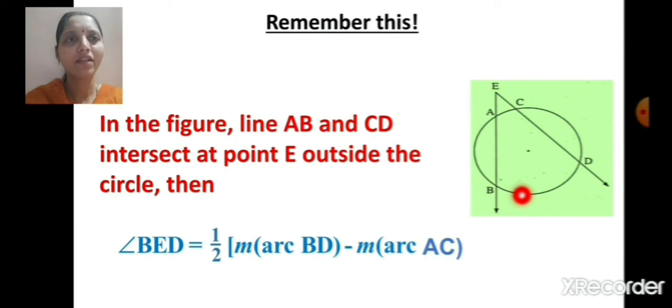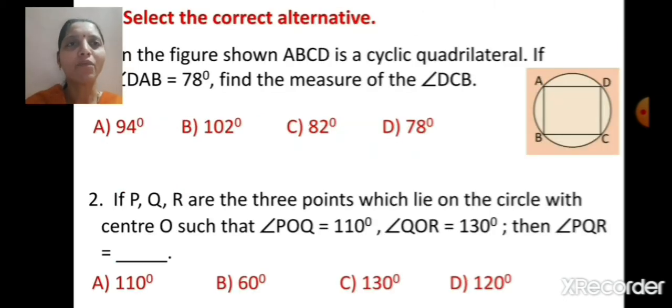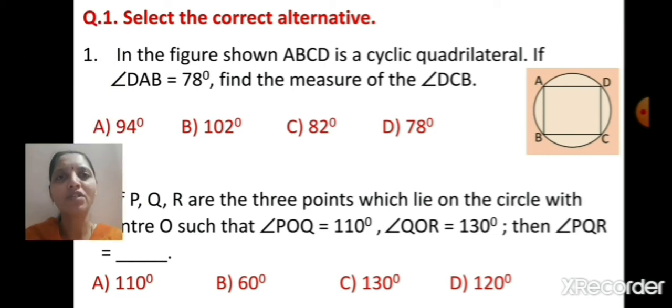In this figure, line AB and line CD intersect at point E outside the circle. Then angle BED you can find with the help of this formula, that is equal to half into bracket major arc BD minus major arc AC. So this way you can solve this type of sums. Now we are going to see some practice questions.